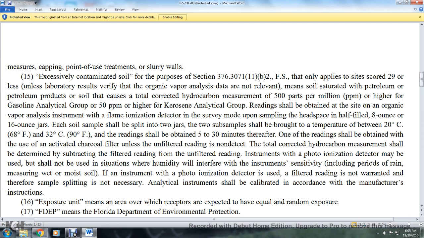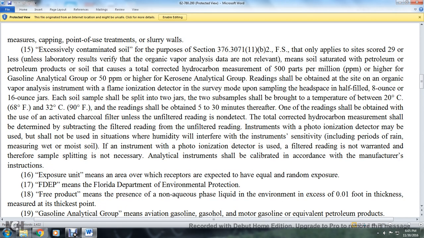The total corrected hydrocarbon measurement shall be determined by subtracting the filtered reading from the unfiltered reading. Unfiltered instruments: the photoionization detector may be used, but shall not be used in situations where humidity interferes with the instrument sensitivity, including periods of rain, measurement of wet, moist soil. Analytical instruments shall be calibrated in accordance with the manufacturer's instructions.